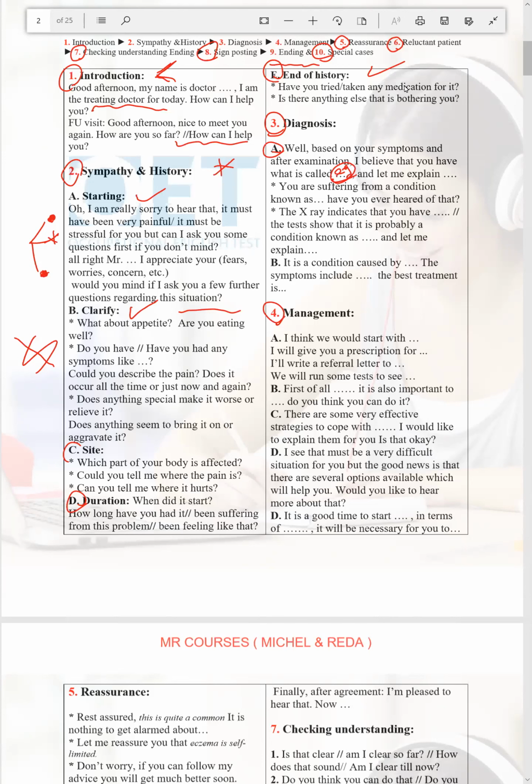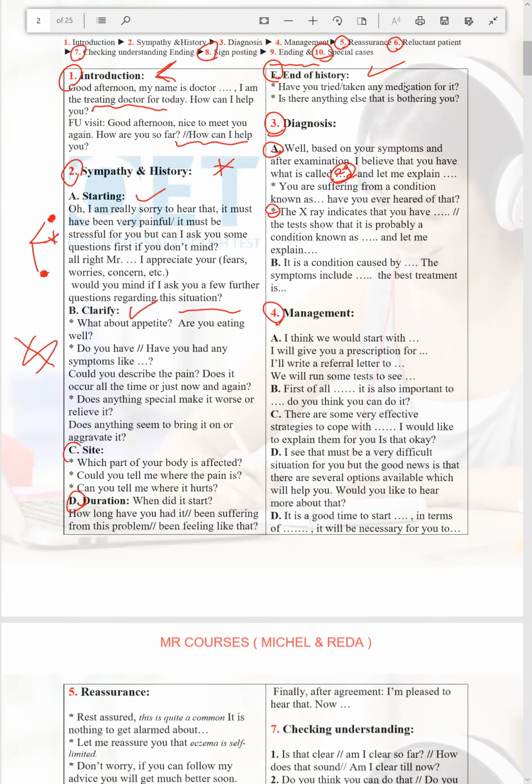Okay, and let me explain this condition to you. Have you ever heard about this? Have you heard of that? Or you will tell him the findings of the investigation. Is it clear, Nidhi? The X-ray, fortunately or unfortunately, indicates that you have blah blah blah.